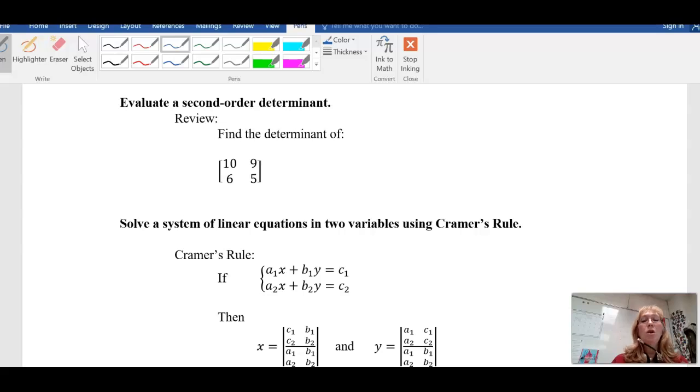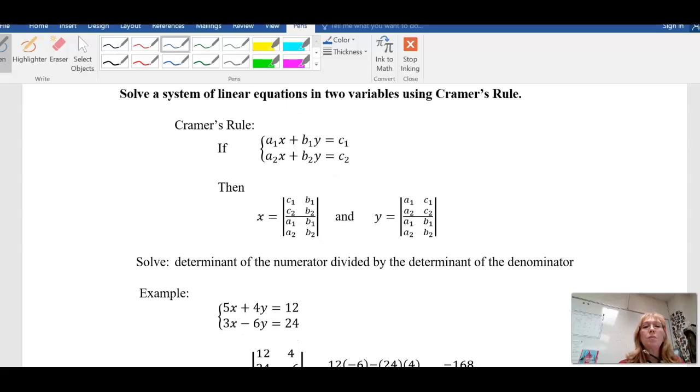Now remember, the determinant is when you multiply it. So we took 10 times 5 and we got 50. And 6 times 9 and you got 54. Then you subtracted the 2. So it was 50 minus 54. So this guy's determinant was negative 4. You've already done that. Now we're going to show you how to use this with Cramer's rule.